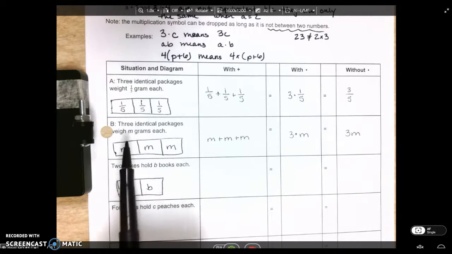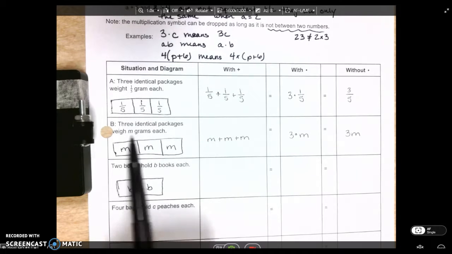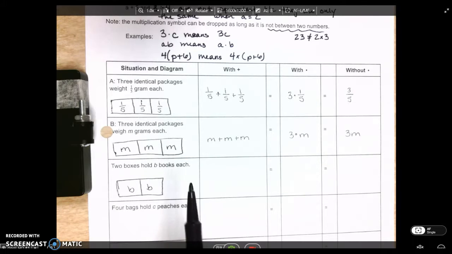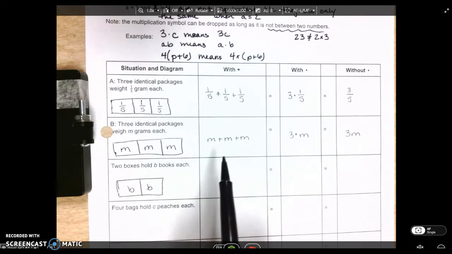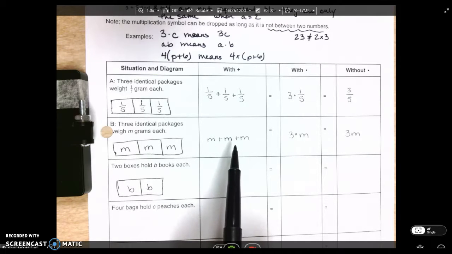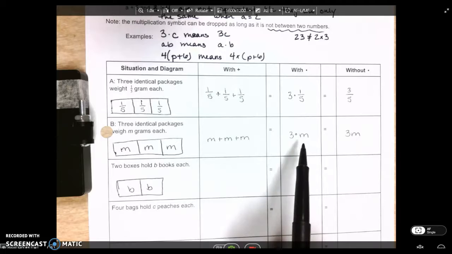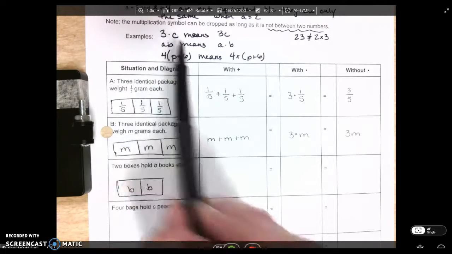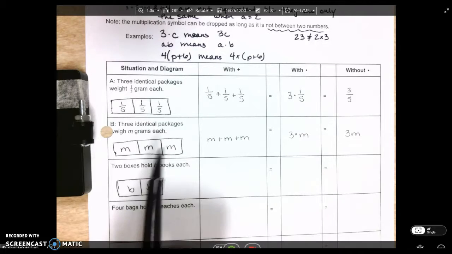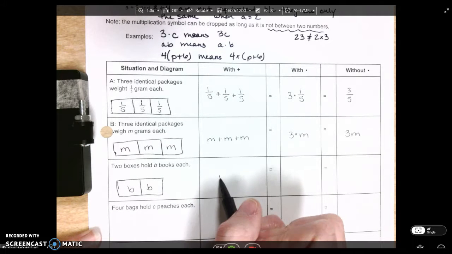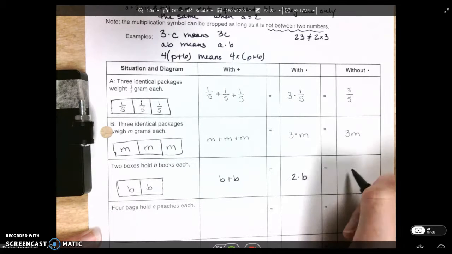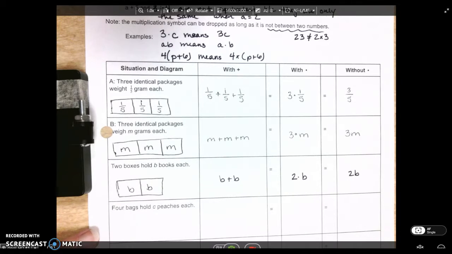So this one here, I have 3 identical packages weigh m grams each. So I got 3 packages, and they're each m grams, because we don't know what it is. Well, if I was to find the total weight, it would just be m plus m plus m, which is the same as 3 times m. But like we talked about here, I can get rid of that multiplication symbol, so it's 3m. So let me show you one more. I got 2 boxes hold b books each, which is b plus b, which is the same as 2 times b, which is the same as 2b.